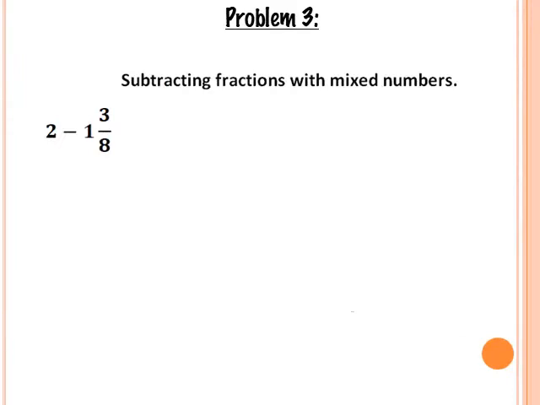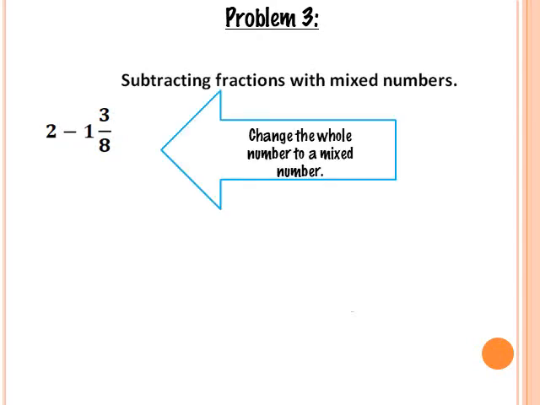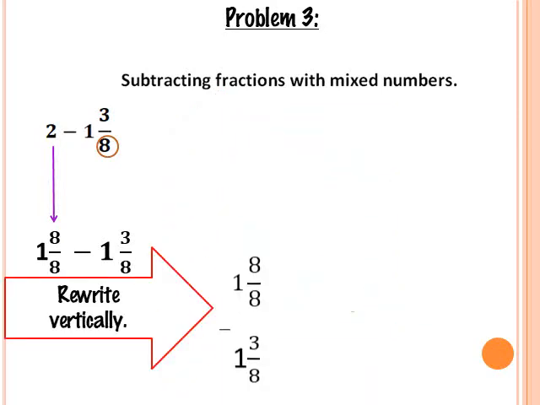For problem number 3, we need to subtract 2 minus 1 and 3/8. So when we're doing this, we're going to need to change that 2 so that it is a mixed number. So remember, we're going to regroup that 2 so it turns into a 1, and we're going to look at the denominator in the next part of the problem, which is 8, and we're going to use that to create a whole number. So it's going to say 1 and 8/8. And remember, 1 and 8/8 is just another way to say the whole number 2. We're going to subtract 1 and 3/8. The reason I chose 8 is because you know that you need to have common denominators when you subtract. Go ahead and rewrite this vertically.